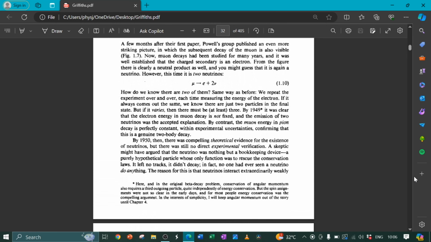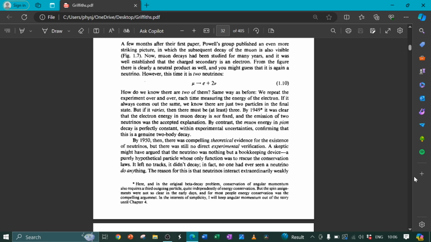Now, muon decays had been studied for many years, and it was well established that the charged secondary is an electron. From the figure, there is clearly a neutral product as well, and you might guess that it is again a neutrino. However, this time it is two neutrinos. Muon goes to electron plus two neutrinos. How do you know there are two of them?